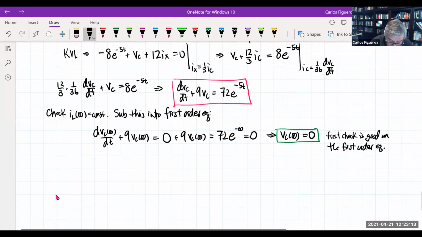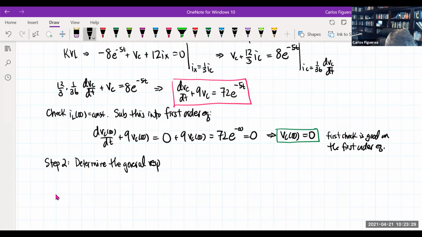So now what I want to do here is go to step 2. And what do I got to do? I got to determine the general response, and solve for the forcing constants. Okay, so let's go look at that.